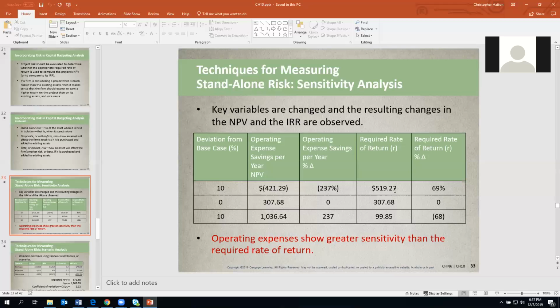519%. That seems high. Operating expenses show greater sensitivity than the required rate of return. Okay, so operating expenses show greater sensitivity than required rate of return.